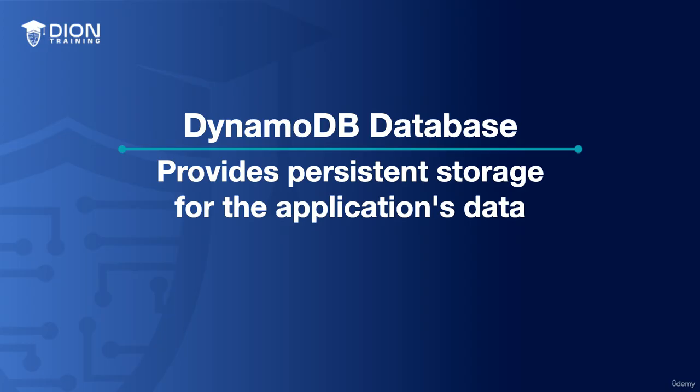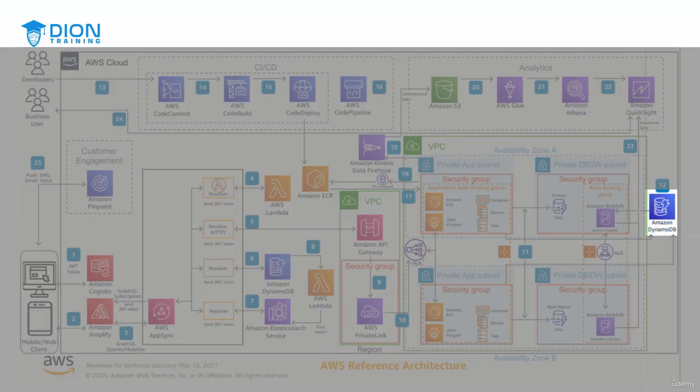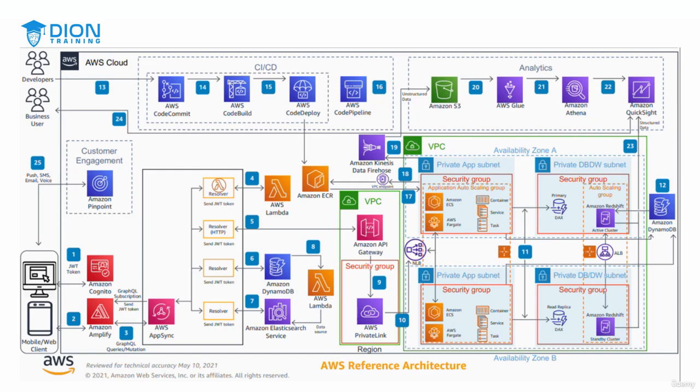And lastly, the DynamoDB database, it simply provides us persistent storage for the application's data. Amazon DynamoDB is used for NoSQL data storage, providing a scalable and highly available way to store and retrieve data. Now, DynamoDB is designed to handle large amounts of data with low latency, making it well suited for a mobile app. DynamoDB also supports a flexible data model. This allows developers to store and retrieve data in a way that makes sense for their application.